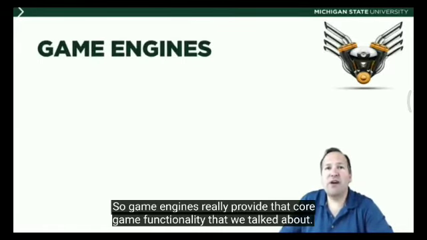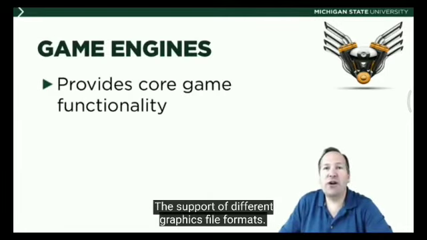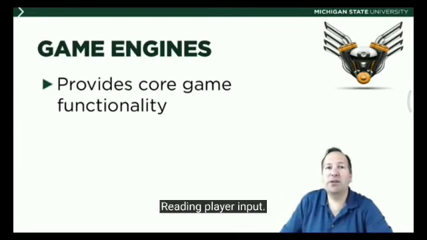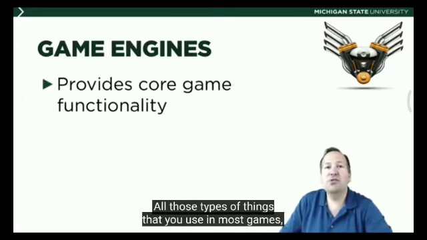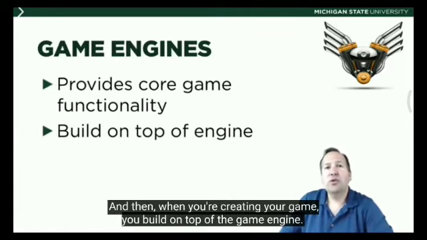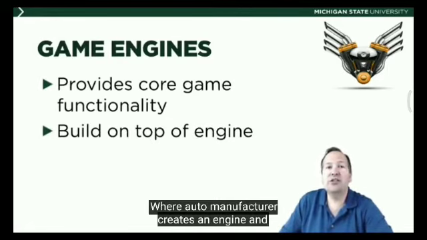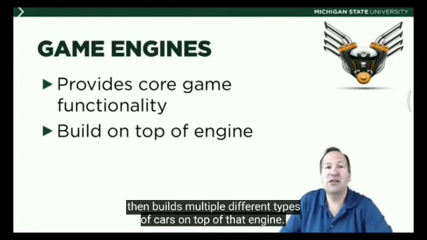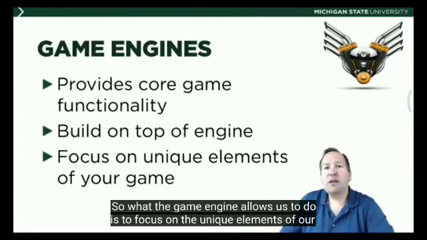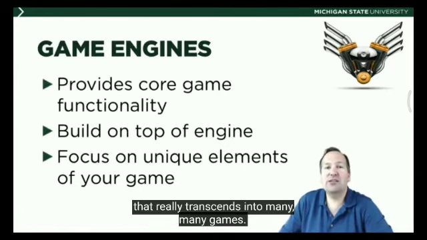So game engines really provide that core game functionality that we talked about. So the graphics rendering, the support of different graphics file formats, the playback of audio, reading player input, all those types of things that you use in most games would typically be built into the game engine. And then when you're creating your game, you build on top of the game engine. This is very similar to the concept of an automobile, where an auto manufacturer creates an engine and then builds multiple different types of cars on top of that engine. So what the game engine allows us to do is to focus on the unique elements of our game without having to worry about this core game functionality that really transcends many, many games.